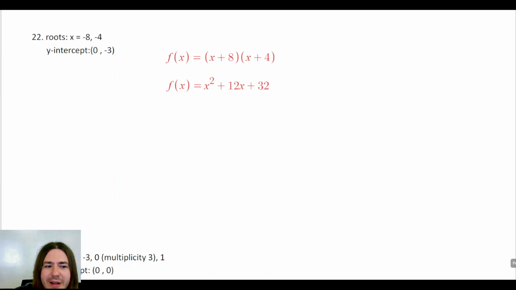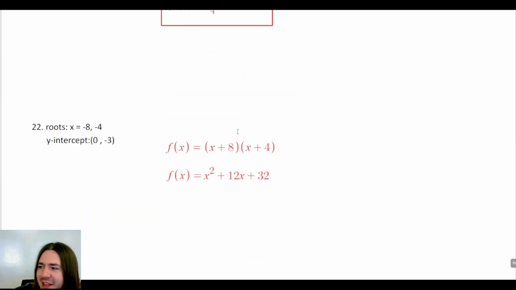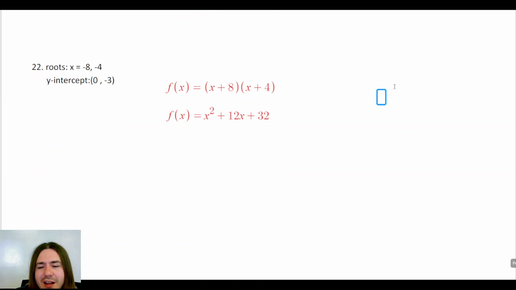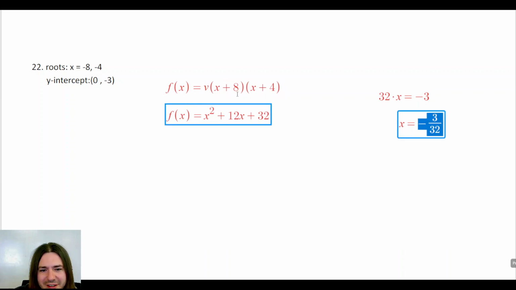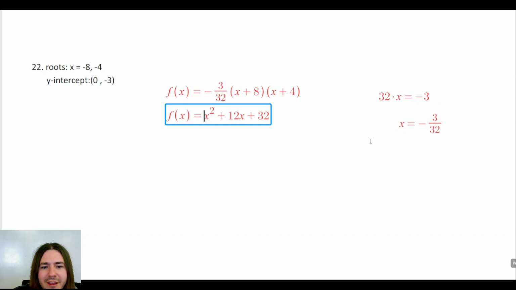So after the other one, this one was kind of obvious, but for number 22, I don't think it's as obvious that 32 times what is -3. So we want to solve this kind of like an equation and divide by 32. So we get -3 over 32. And so this is going to be our sort of factor. It's kind of a crazy looking factor here.